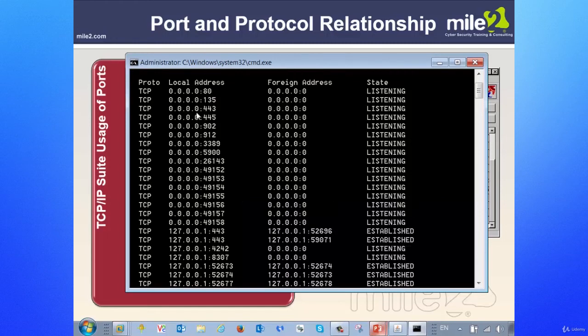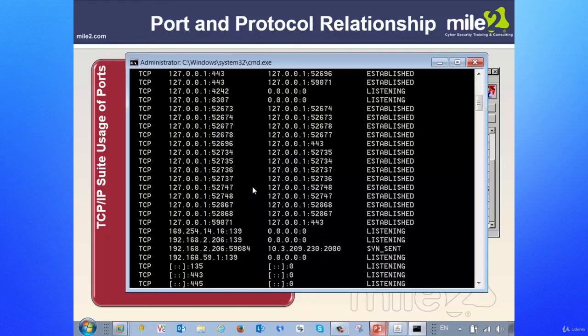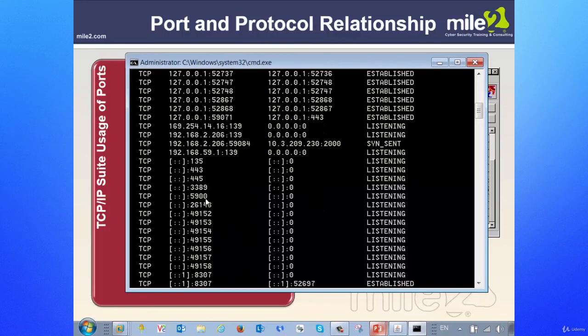Now you notice here I have port 80, port 135, 443, 445, and so forth, 3389, which is actually for remote desktop, 5900, which is actually for VNC, and so forth. So you should be able to identify some of these ports just by looking at them and say, oh yeah, the 445, that's SMB over TCP/IP.